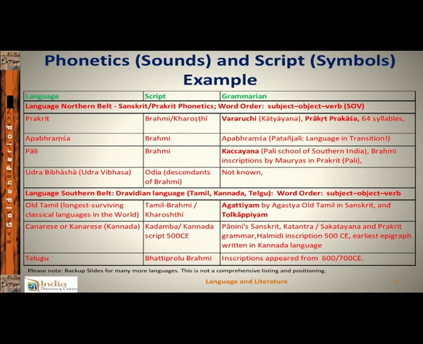Similarly for Telugu, again a Telugu flavor of Brahmi script, and the inscriptions start appearing around 600-700 CE with the words of the Telugu language at that time.